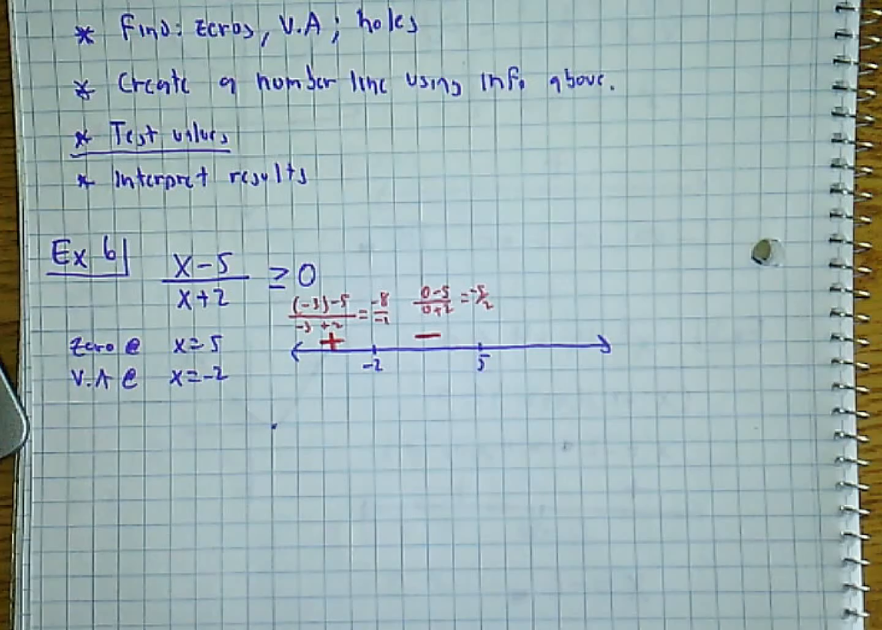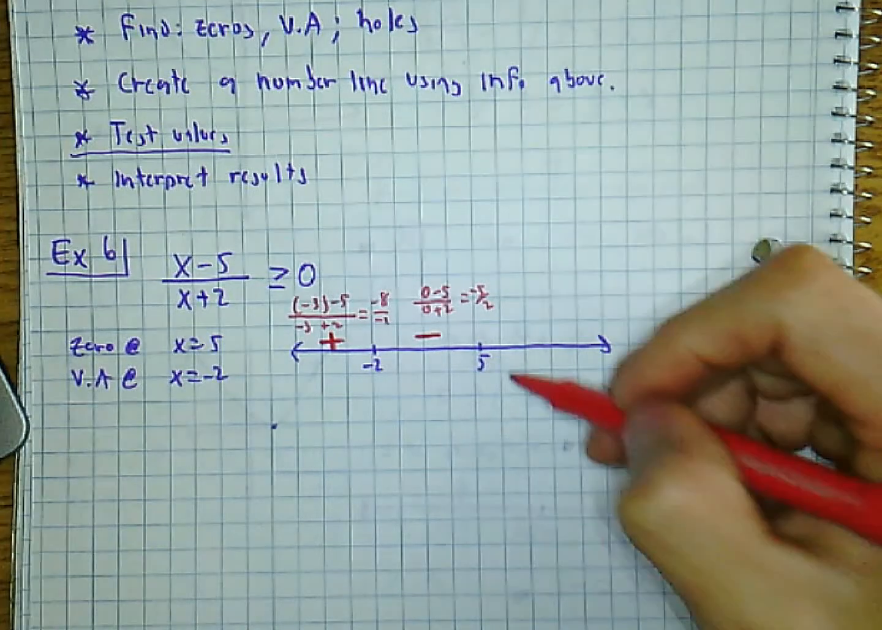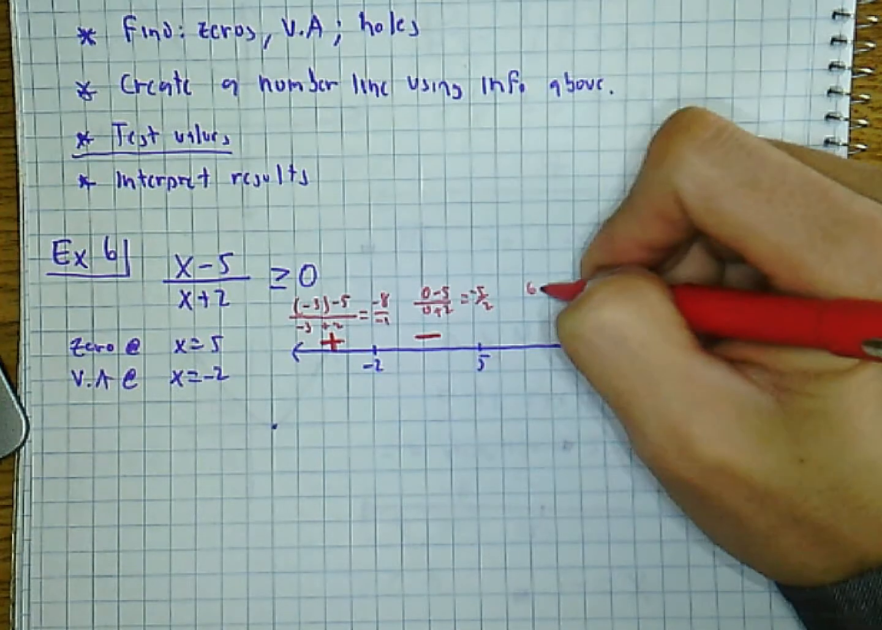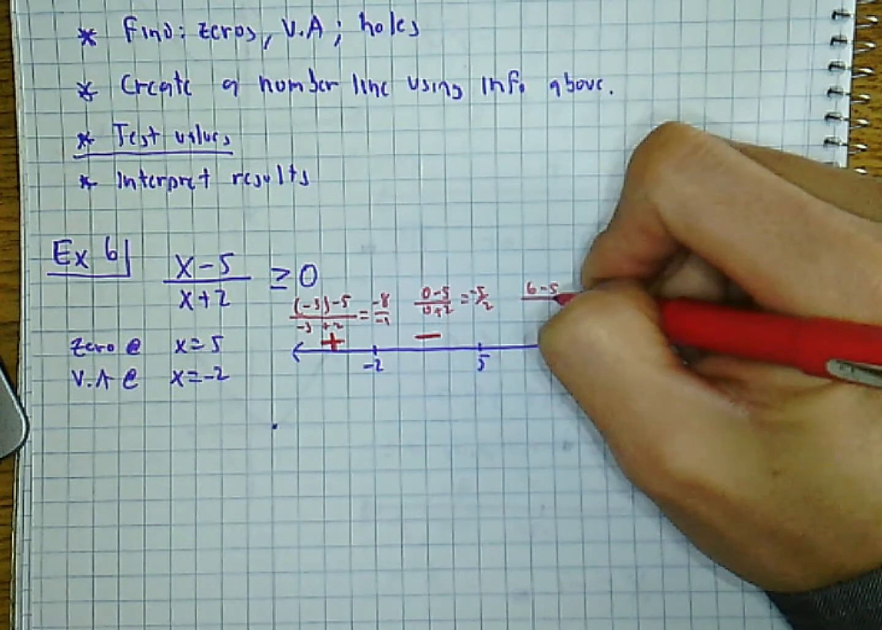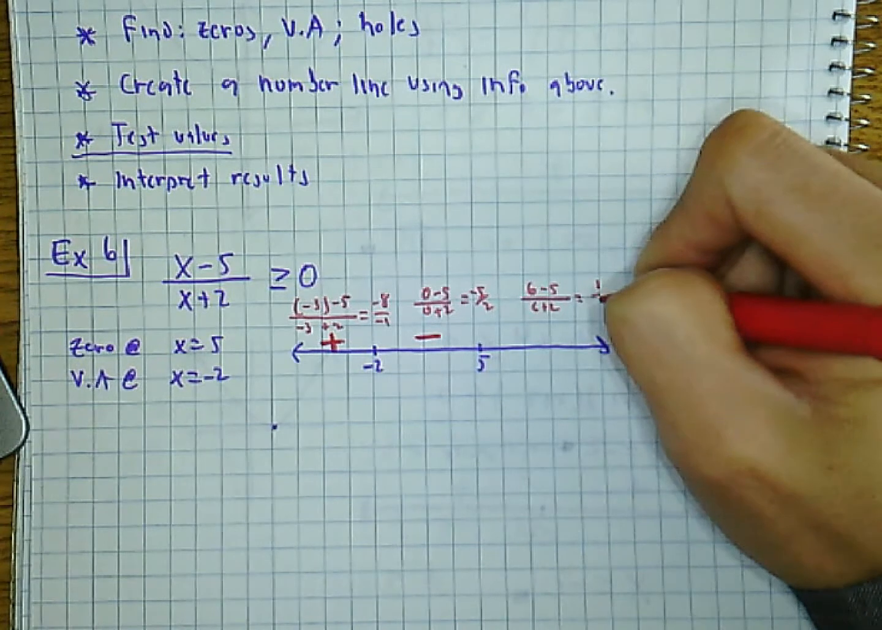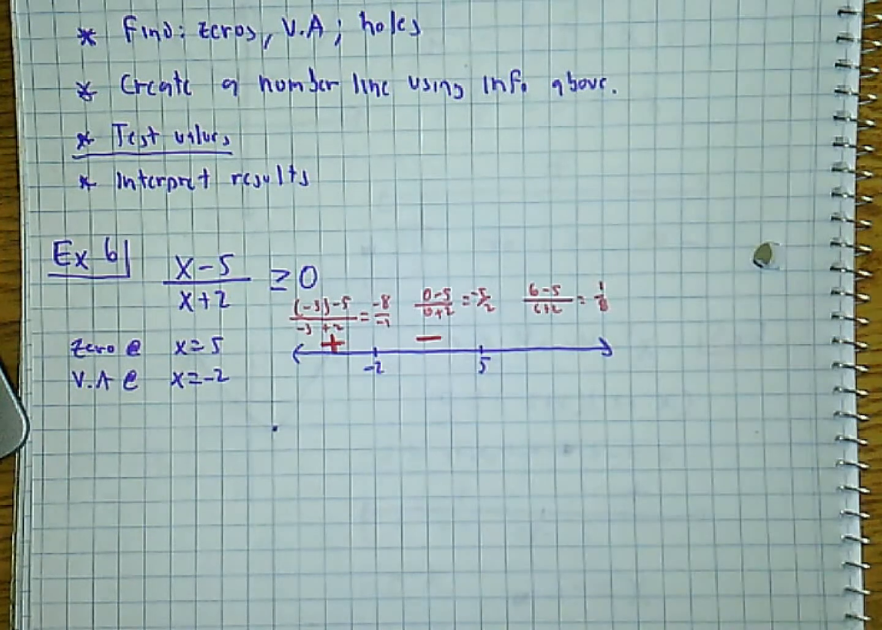And lastly, I'm going to pick a number after 5, which I'm going to choose for this case 6. So 6 minus 5 over 6 plus 2. 6 minus 5 is 1. 6 plus 2 is 8. That gives me a 1/8, but I don't really care about the 1/8. I care that it's positive.